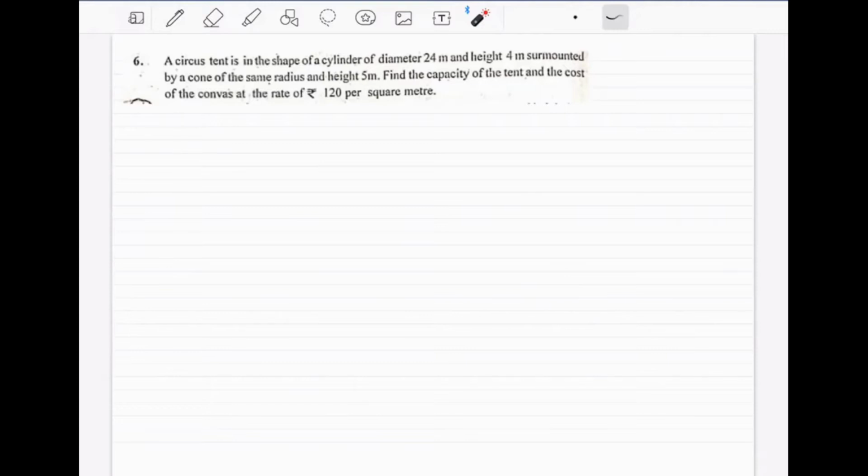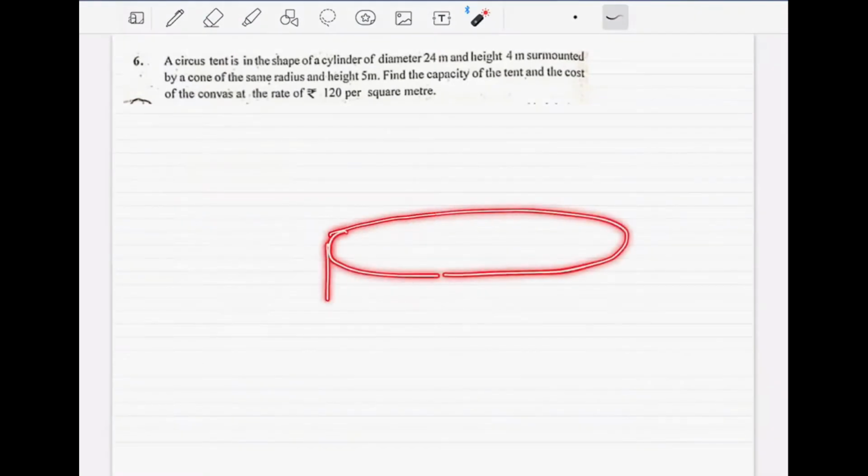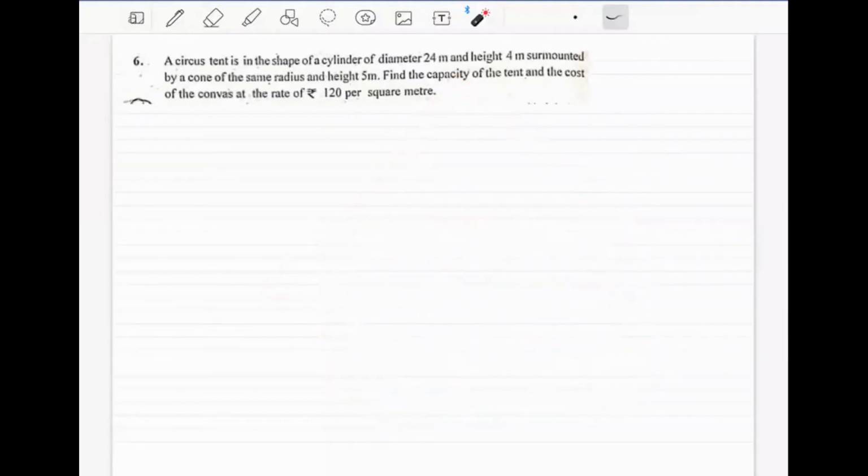So here, let's see question number 6. It says a circus tent. You know what a circus tent looks like, right? It looks like this, but in a bigger way. Let's see what the question says. The circus tent is in the shape of a cylinder.